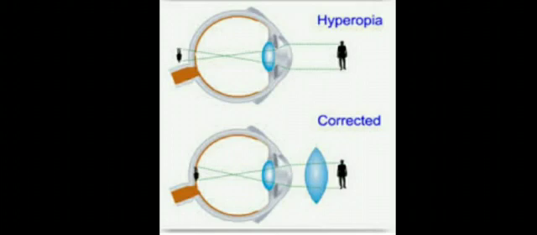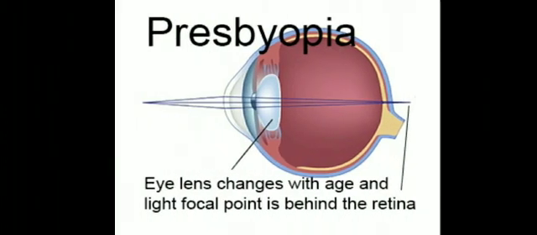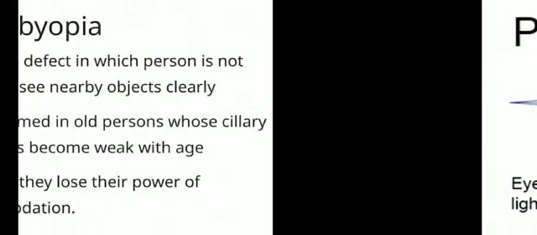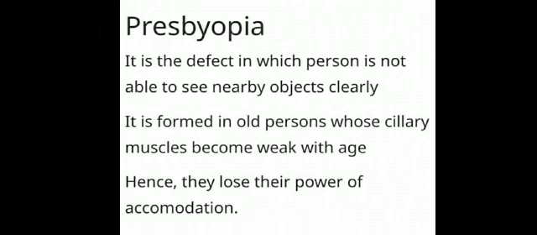Students, third defect is presbyopia. Students, what do you mean by presbyopia? This is the eye defect in which old age persons are unable to read the newspaper or books clearly. They find difficulty in seeing nearby objects clearly. It is just like hypermetropia. And then it is corrected by using convex lens.